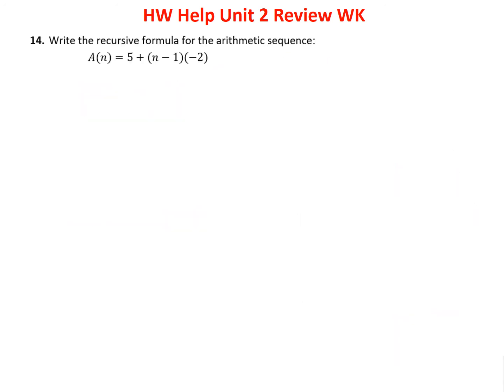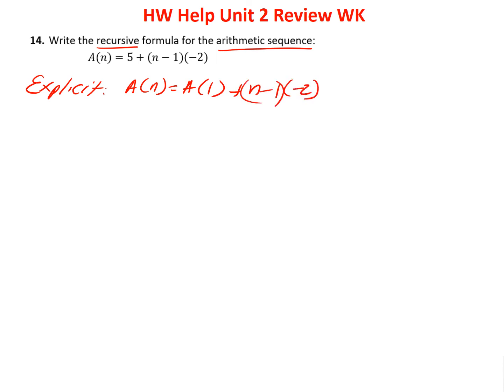Problem 14 says to write the recursive formula for the arithmetic sequence, and it gives us the explicit. Well, you remember the explicit is written like this: a_n equals a_1 plus n minus 1 times negative 2. So notice something here. This tells me that my a1 term equals 5 and my d equals minus 2. So now I can write the recursive because I know those two pieces of information.